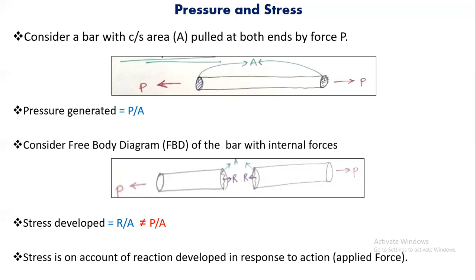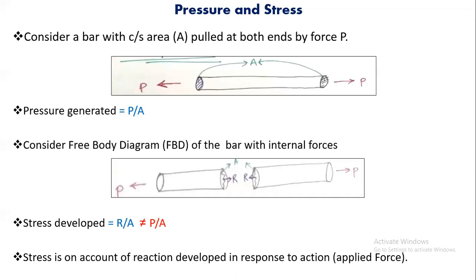Whereas now if we consider the FBD of the body with all the internal forces being represented, we will see that an internal force R is represented within the body, and the stress developed within the body due to the force P will be R by A, A being the area of cross section of the internal part, which is again the same for both cases. So the stress developed will be R by A and not P by A. This differentiation should be clear to all. Stress is R by A and pressure is P by A. So stress is on account of the reaction developed in response to the applied force, and pressure is on account of the applied force itself.